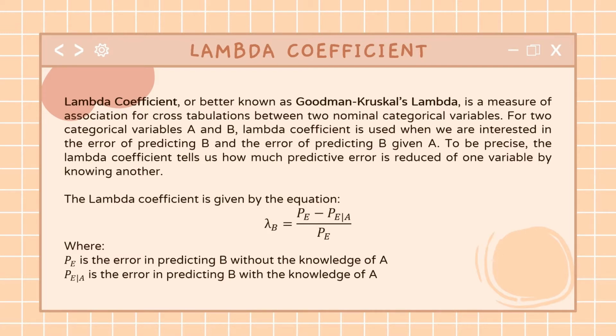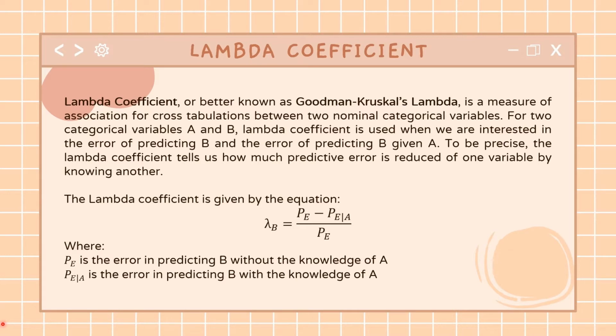For two categorical variables A and B, lambda coefficient is used when we are interested in the error of predicting B and the error of predicting B given A. To be precise, the lambda coefficient tells us how much predictive error is reduced of one variable by knowing another. The lambda coefficient is given by the equation lambda sub B is equal to this equation right here, where P of E is the error in predicting B without the knowledge of A, and P of E given A is the error of predicting B with the knowledge of A.